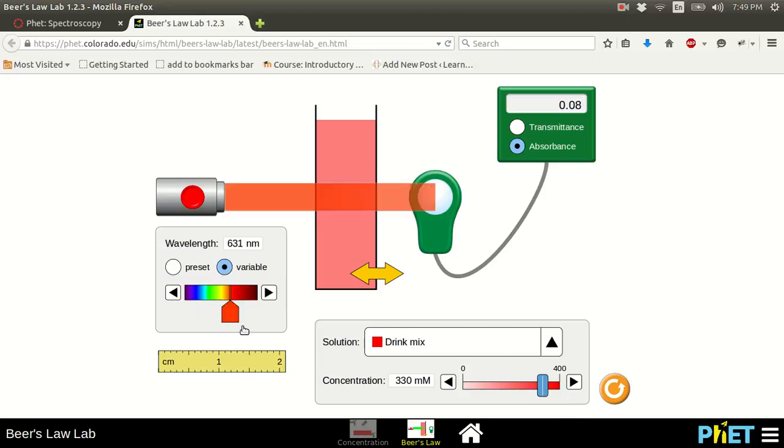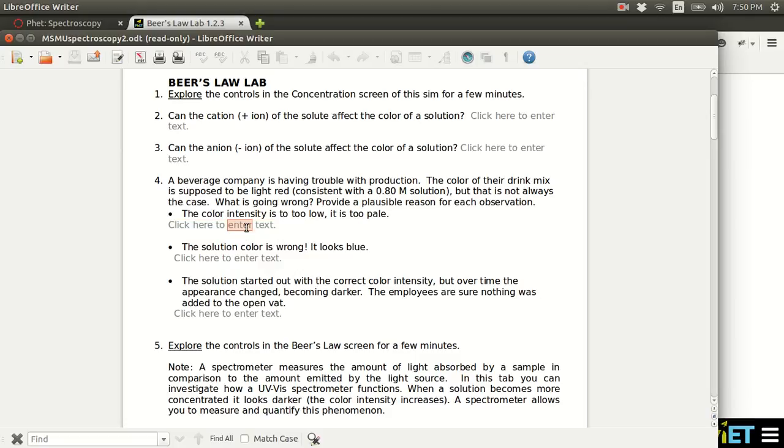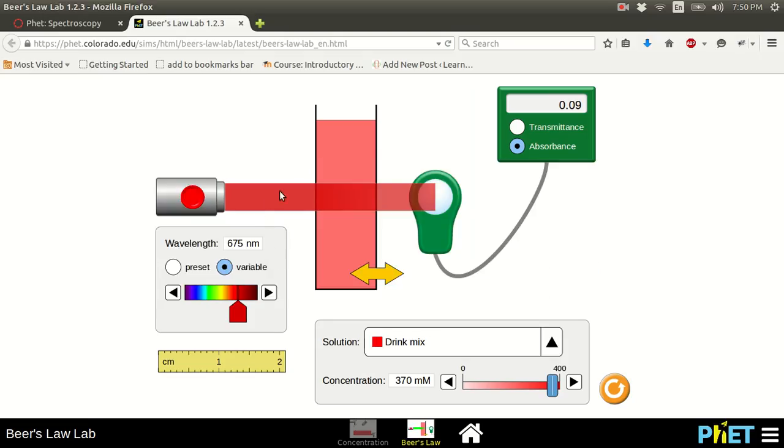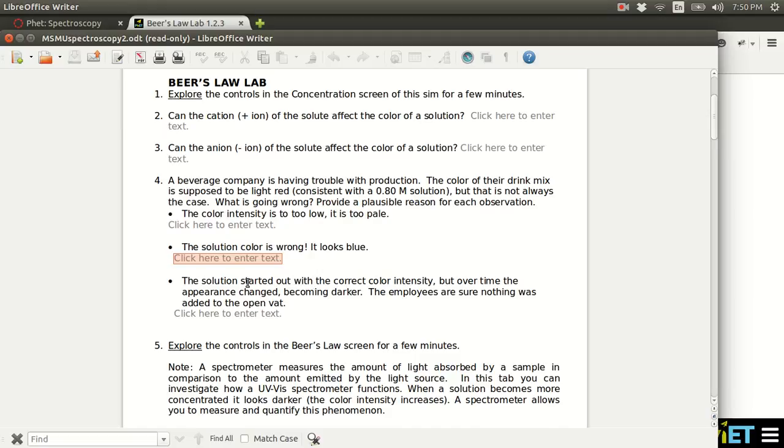Well, nothing I do here changes the color of the liquid, but something that I do here does change the color. And what am I doing here, right? You do it, you figure out what you just did, what you changed, and then you write the answer here. What is it that controls color intensity? What about solution color? What is it that controls the color right here of this solution in here? Okay, not this, not that. Just this. What controls this color, right? And then the solution started out with the correct color intensity, but over time it became dark. Nothing was added to the vat. Okay.